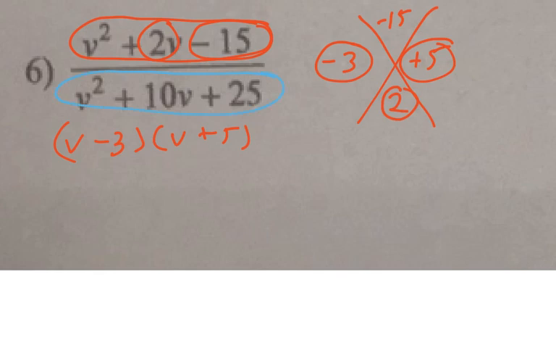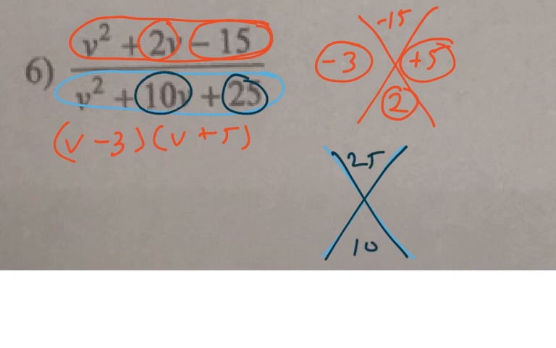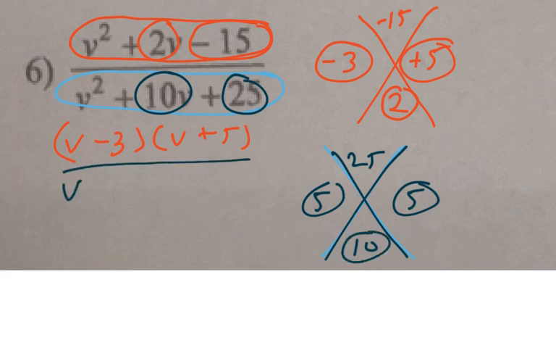Now, let's look at the denominator. Again, you should recognize that's the X method again. And this time I need a product of 25 with a sum of 10. And 5 times 5 is 25. And 5 plus 5 is 10. So my denominator is going to be a v plus 5 times another v plus 5. And so that's the factoring part that I want to make sure we're practicing.